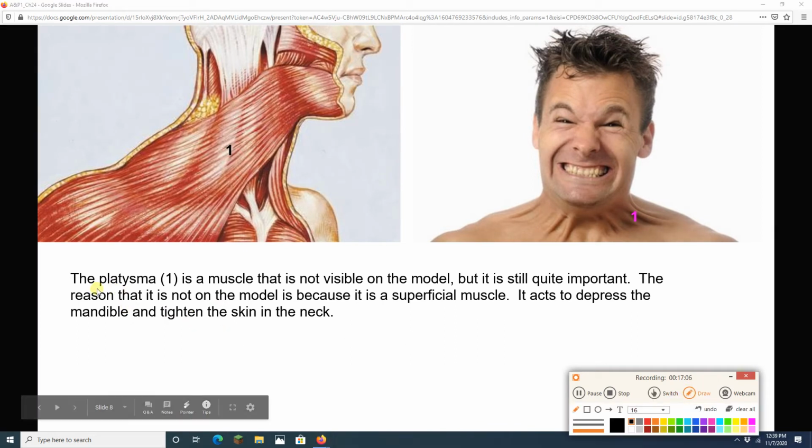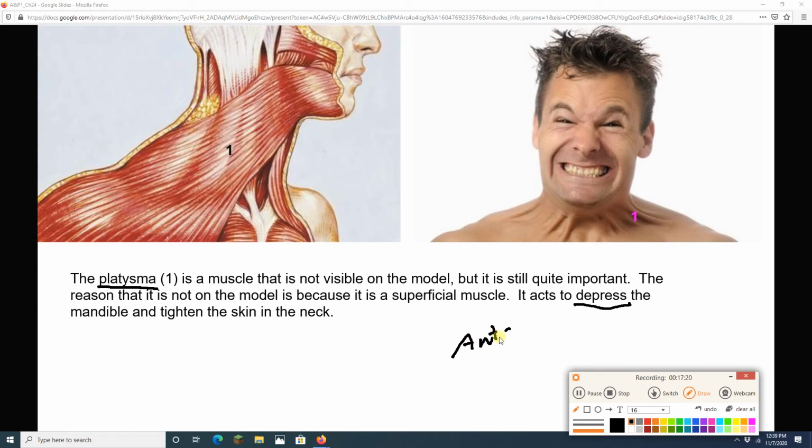Platysma, platy means flat, so it's a pretty thin and flat muscle. It is going to depress the mandible. So because it depresses the mandible, it is acting as an antagonist, doing the opposite job. The antagonist to two muscles we saw earlier, the temporalis and the masseter. Which I'll just abbreviate there.